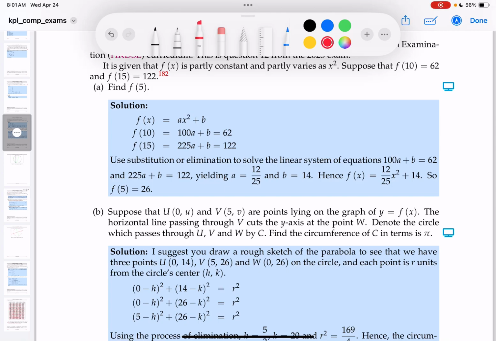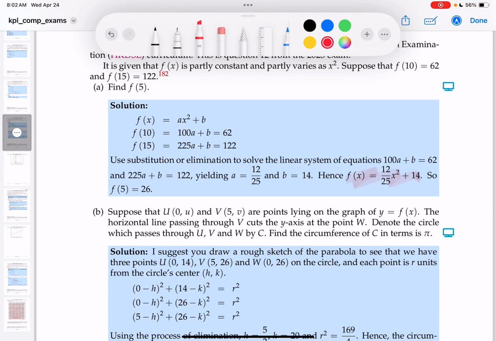Okay, we're on part B, and part B looks a little bit more difficult. It says, suppose U is a point (0, U) and V is a point (5, V) lying on the graph of f of x. I want to point out what f of x is again. We just did this over here. This is f of x. By the way, f of x is a parabola.